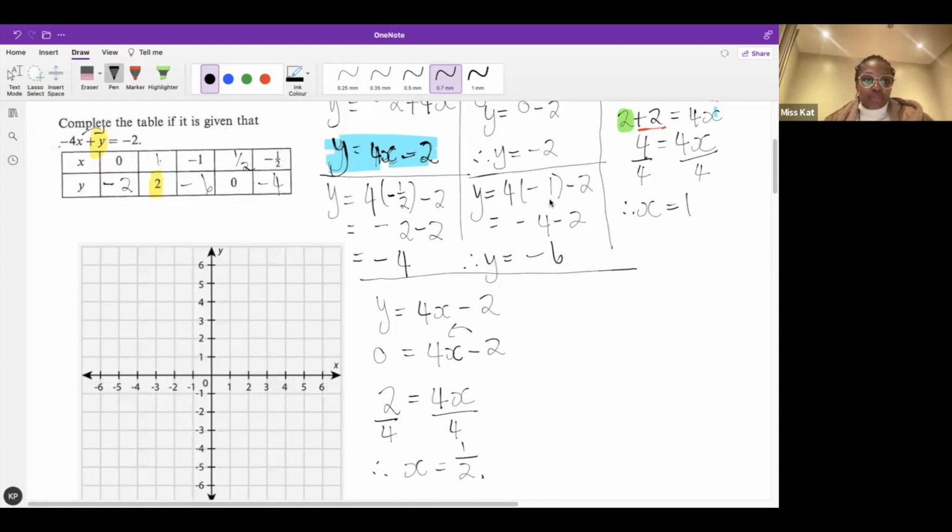Okay, now we have our table. Let me write these as coordinates. We have 0 and -2, 1 and 2, -1 and -6, a half and 0, and the last one is -1/2 and -4. Before I draw this graph, I'm going to ask you guys, which one is the x-intercept? Let's see if we remember. Which one is my x-intercept? Anyone?